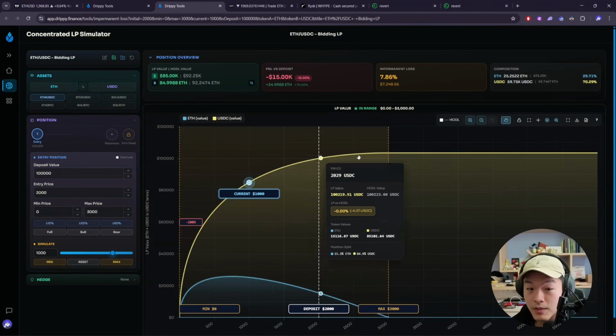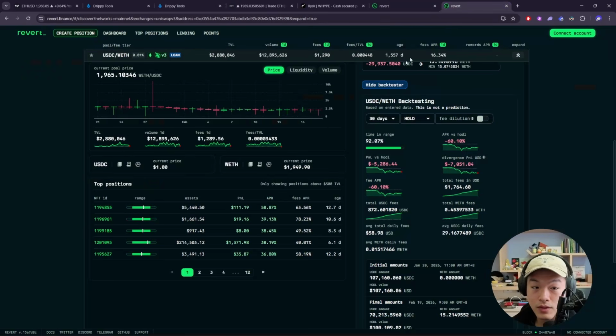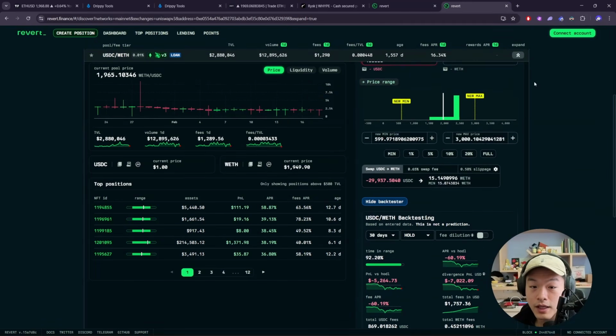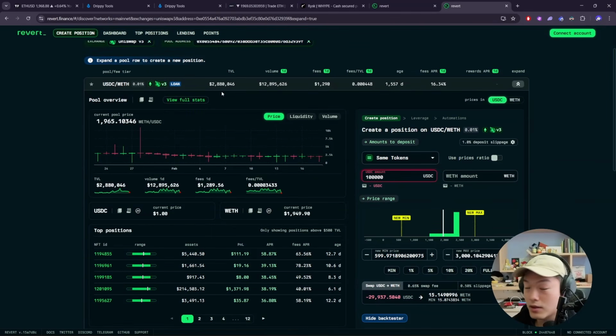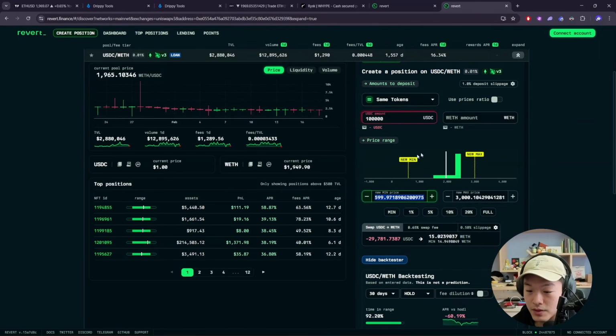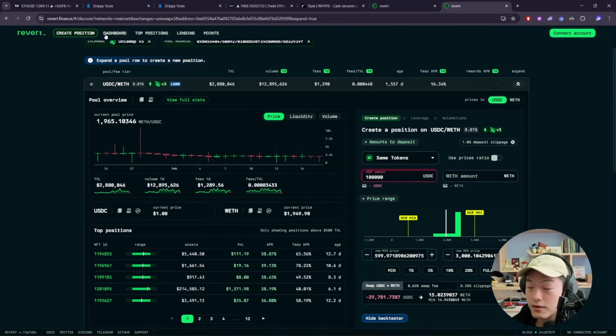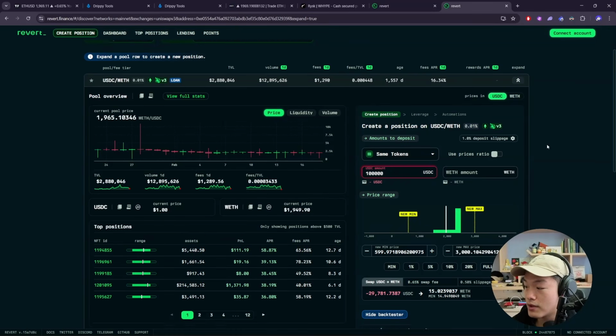But at the same time, because my range is wider, I will be earning less yield. We could use a tool like Revert Finance. And I know that this pool is actually one of the best pools that I am currently in: ETH USDC 0.01% on ETH mainnet here. So what I want to do is backtest this range. I put in 100K here on Revert, and then you can go to this create position tab to run this backtest.